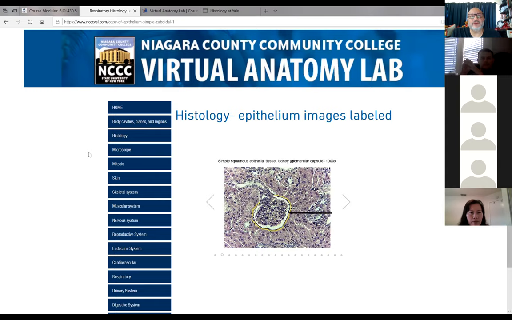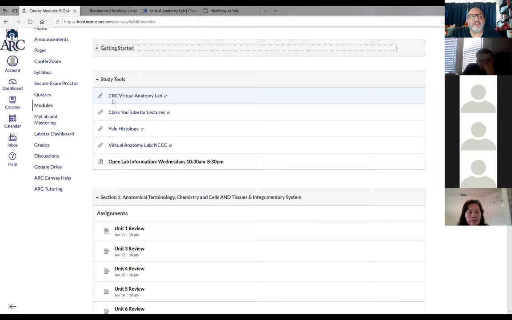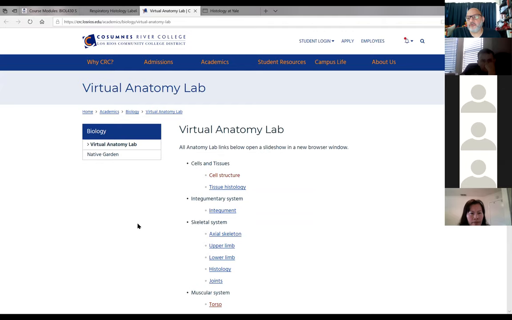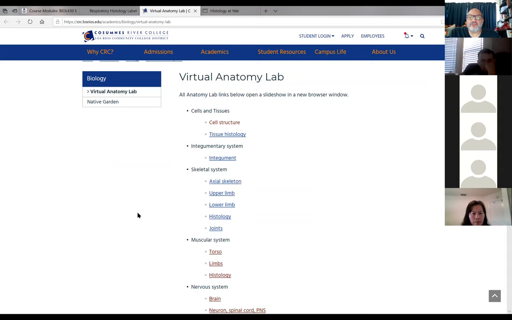The second site I want to talk to you about is the CRC. This is the Cosumnes River. They've got a virtual anatomy lab. We are in the process of doing one of these for American River College. What they've done a nice job of doing is taking pictures of some of the models and the charts, the materials in the classroom. And we're in the process of compiling that for American River College. We just have a lot more, and they started a lot earlier than we did.